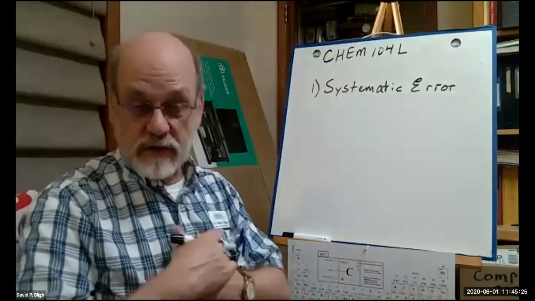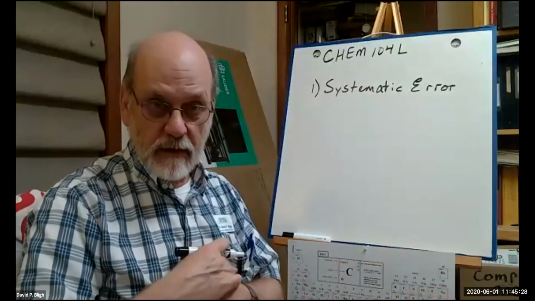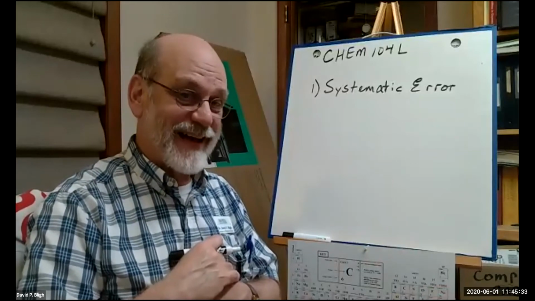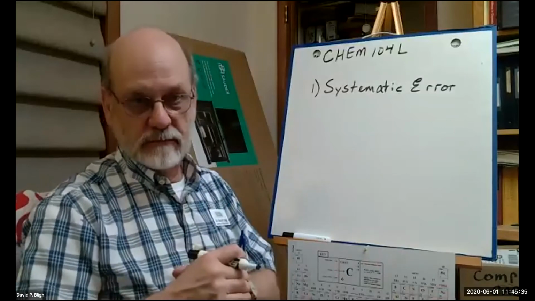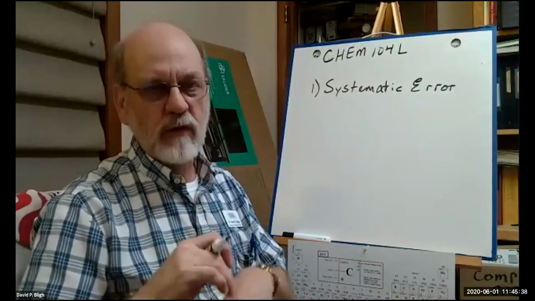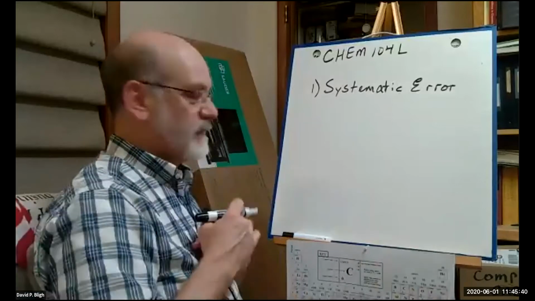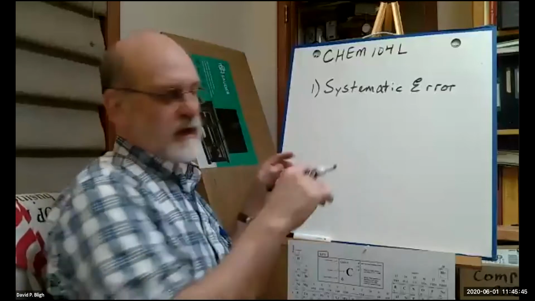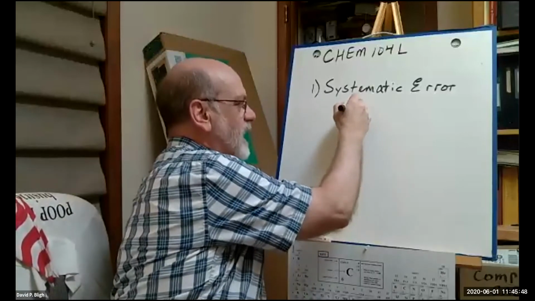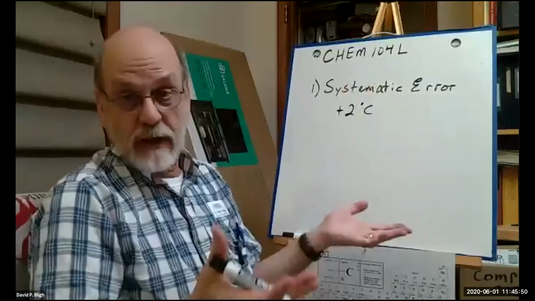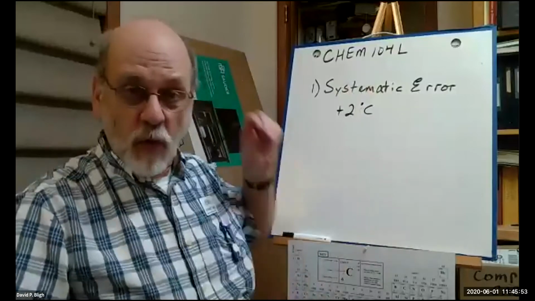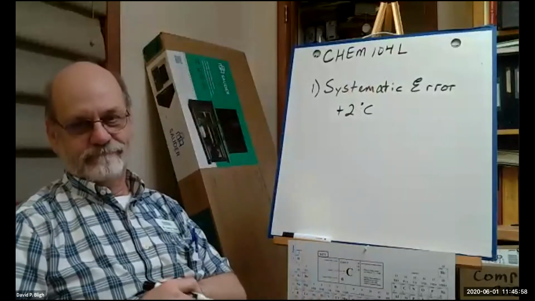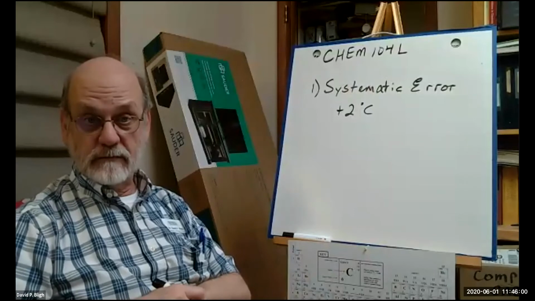Right? One of the post-lab questions is what if you know that your thermometer reads high every time you use it, higher than it should. That's a systematic error. And we know how much that is. Let's just make something up. Say it reads high by 2 degrees centigrade. What effect will that have on the results of this experiment if it reads 2 degrees high?